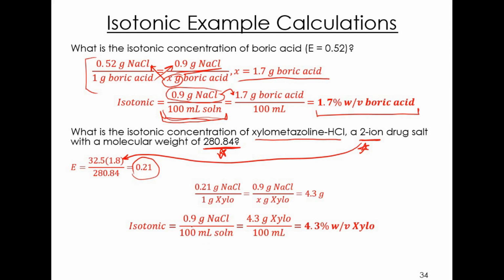We're going to try to find the equivalent number of grams of this drug that are equivalent to 0.9 grams sodium chloride. So E-value is 0.21 grams sodium chloride over 1 gram of drug. How many grams of drug equal 0.9 grams sodium chloride? Crisscross. And x is equal to 4.3 grams. We put that in for 0.9 grams. So 4.3 grams of the drug in 100 mL is the percentage. It's 4.3% of the drug will be the isotonic concentration of that drug.